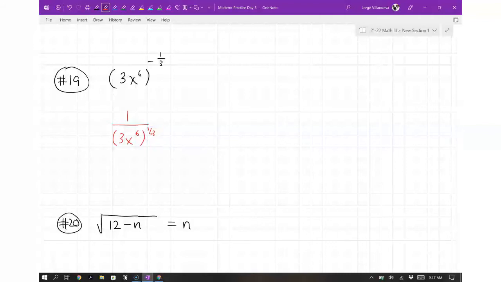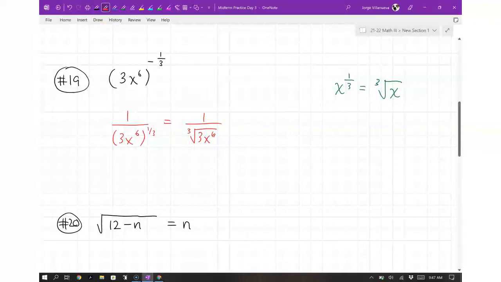Now, a 1/3 power, what is that? What kind of root? If it has a 1/3 power, anybody know? So x to the 1/3 is what kind of root? It's a cubed root, yeah. That's a cubed root. So that means that this is 1 over the cubed root of 3x to the 6th.